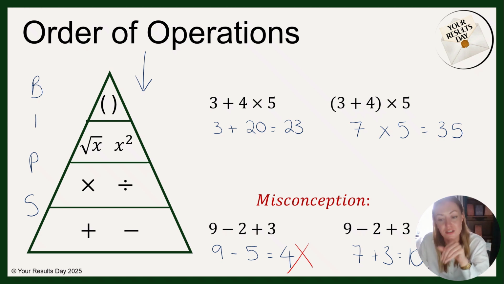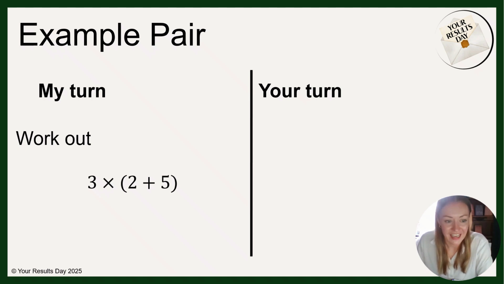It's really easy to do, if you trust BIDMAS literally, to misinterpret what the question is asking. And as we saw, the answer to this one was in fact 10. So it's really important that when you're thinking about the order of operations, you take care when you're doing multiplication and division and addition and subtraction. So let's have a go at a few questions together.